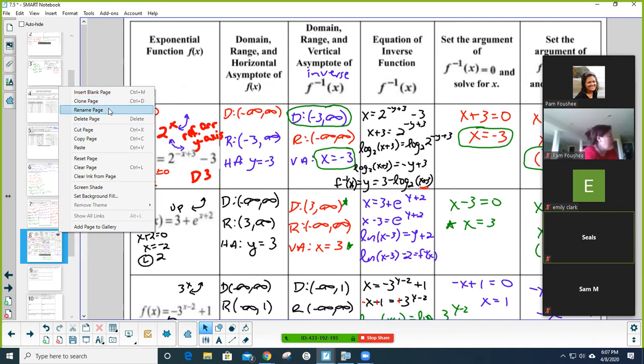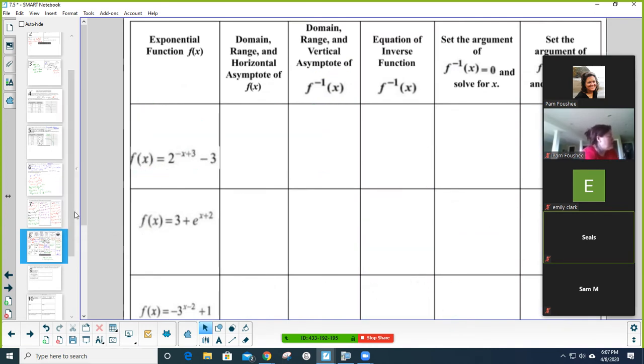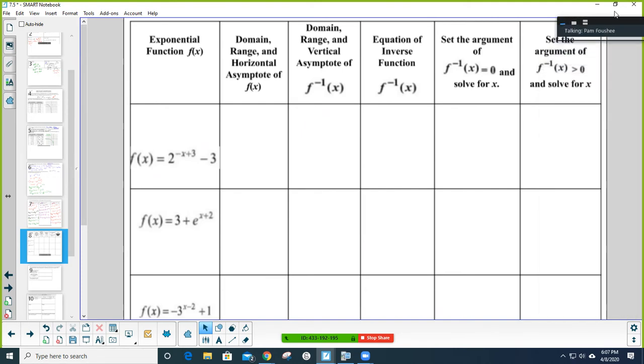Let me clear out what's in here. And I think this is basically all we did the whole time. So let me get that out of the way.